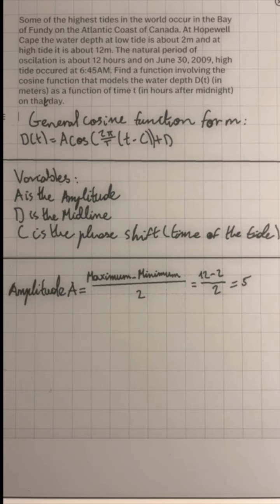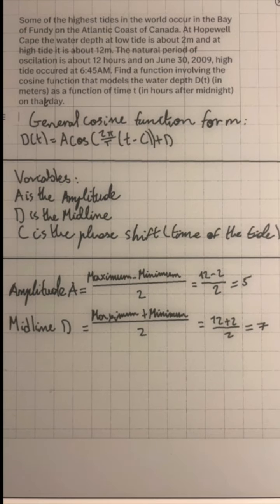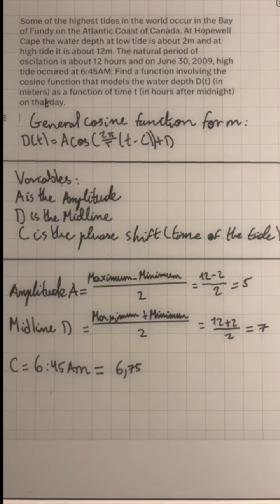The amplitude A is just equal to the maximum minus the minimum, divided by 2. So that's just 12 minus 2, divided by 2, which is equal to 5. And the midline D is just equal to the maximum plus the minimum, divided by 2. So in other words, just the average of the highest and lowest values, which is just equal to 7. And C is just equal to 6:45 a.m., which is just equal to 6.75.